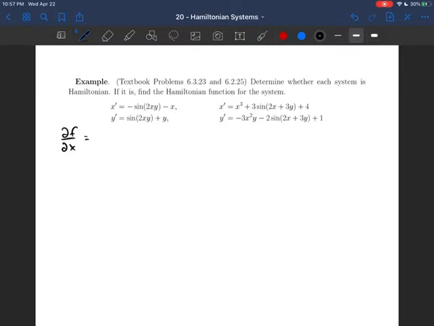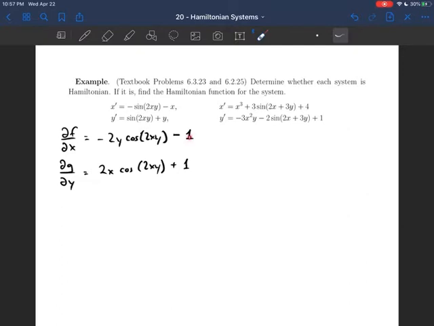So with this first system, we want to check whether we have a Hamiltonian system or not. What we need to do is take the partial of f with respect to x. That means taking the first equation, taking the right-hand side, and taking its partial. Using the chain rule, we should get minus 2y cosine of 2xy minus 1. Hopefully that makes sense. And then we also need to take the partial of g with respect to y. In that case, we'll get 2x cosine of 2xy plus 1.